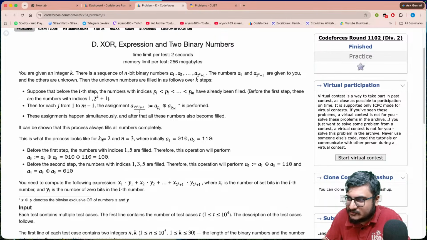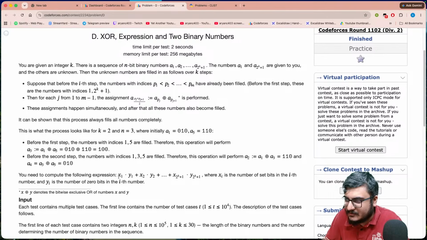This is what the process looks like for k equal to 2 and n equal to 3. Initially, we have a1 and a5. First, we fill a3, which would be the XOR of these two numbers. Then we have 1, 3, and 5 filled in. Then we fill a2 and a4 with the XOR of the respective numbers. Now we need to compute this expression. Essentially, for each of the numbers, we have to count the number of ones and the number of zeros, multiply both of them, and find the sum for all the numbers.